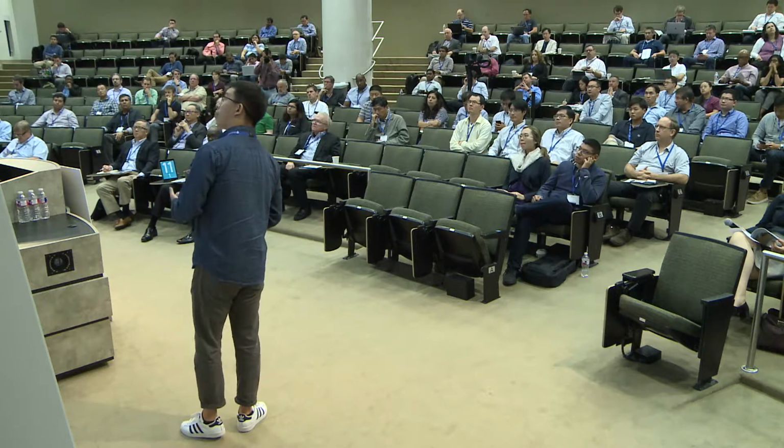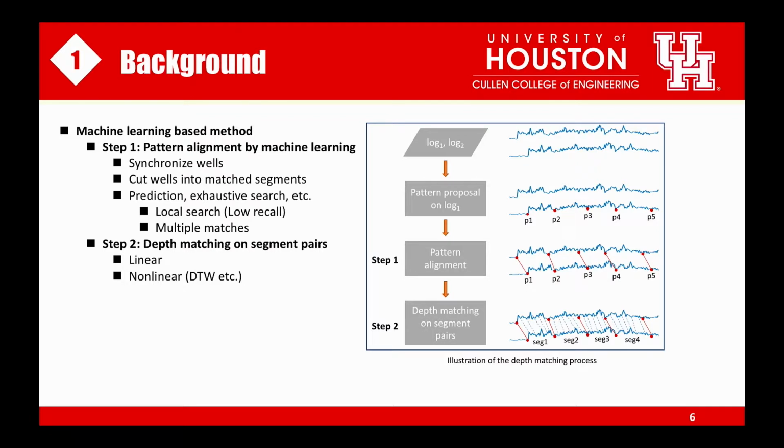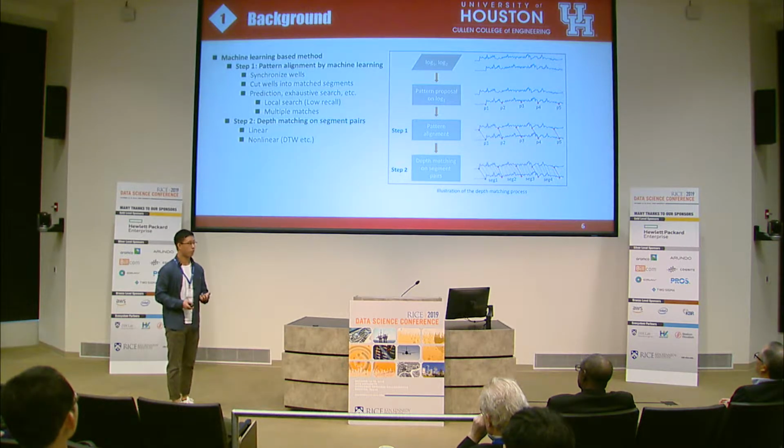In our work, we proposed a machine learning-based method to do this. When we are given two gamma ray logs, the question is, can we just simply linearly align every point on them? The answer is no, because oftentimes the length of the gamma ray logs is too large, and there exists a lot of large shifting and distortions in them. So just simply linearly matching them will cause a lot of problems.